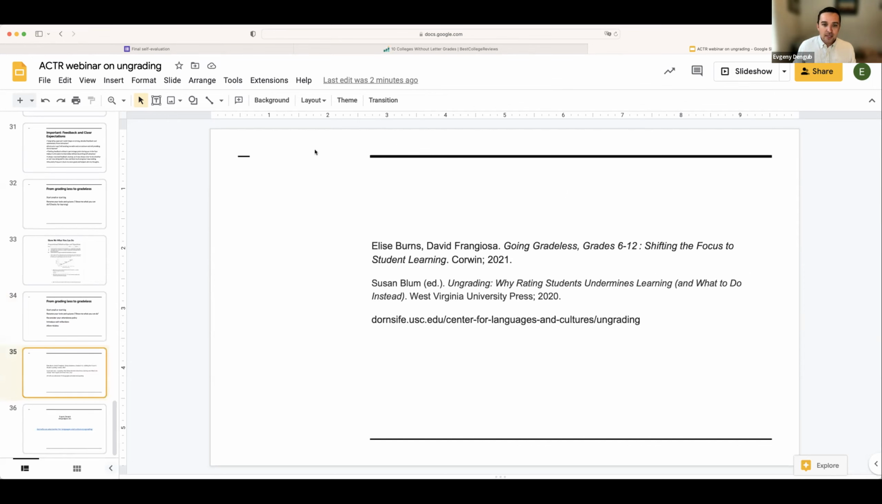There are a couple of books that I could recommend if you teach in the K-12 environment. Going Gradeless, I think, is a great, very accessible book to read that explains the strategies. A classic reader for college folks is Ungrading: Why Rating Students Undermines Learning and What to Do Instead. This book right here, edited by Susan Blum.